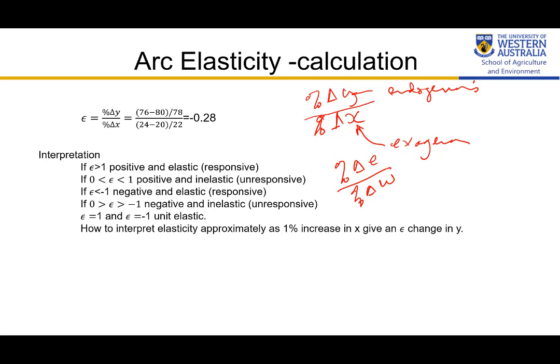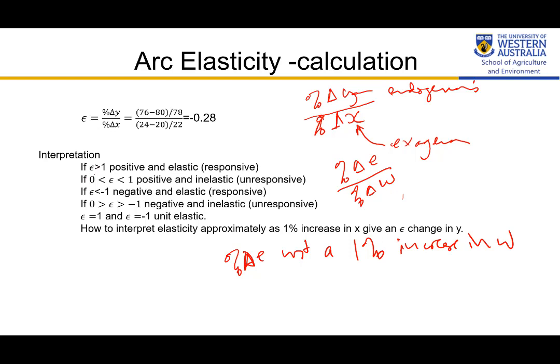Another way of interpreting this is to fix the percentage change in the denominator as always being 1%. That means you can ask what the percentage change in effort is with respect to a 1% increase in W. That's an easy way of interpreting an elasticity.